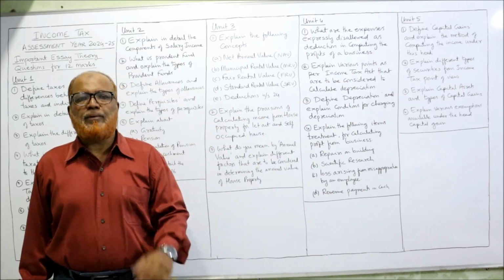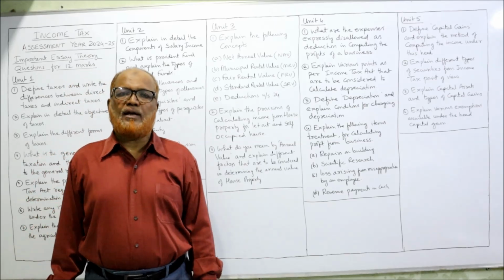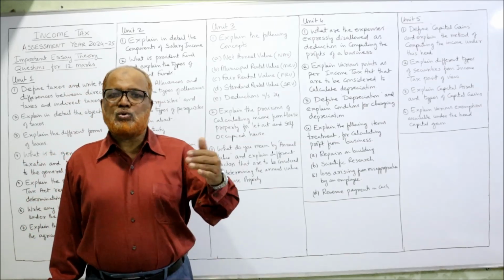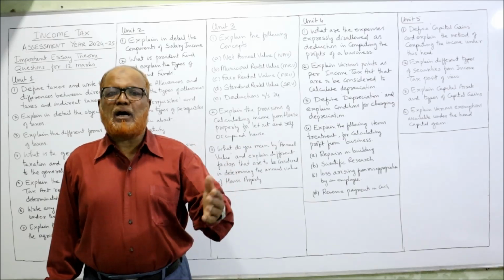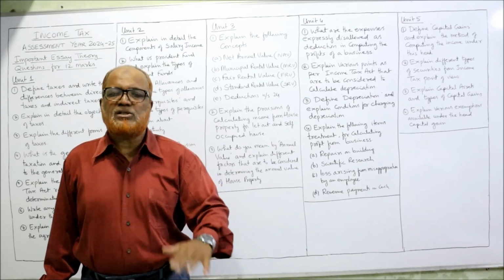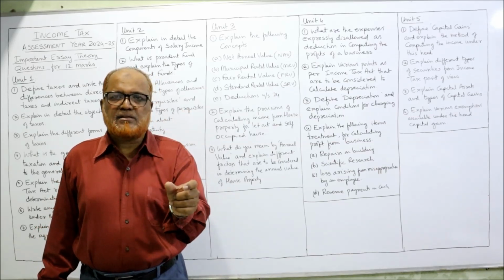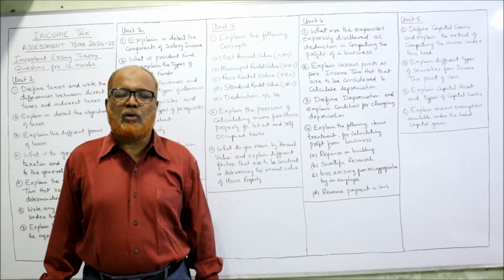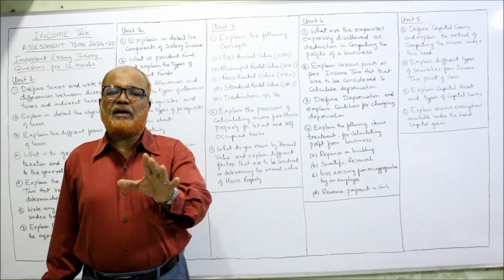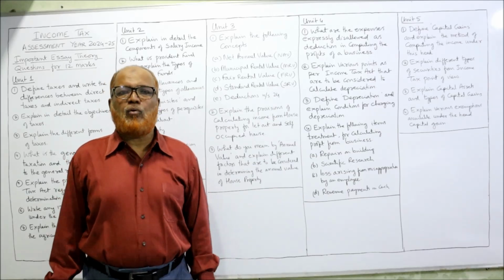And 24B is the interest on loan taken to purchase the house, to construct the house, to repair the house, to renovate the house, to reconstruct the house. If loan is taken for these purposes and interest is paid on the loan, it will be allowed. Interest paid will be allowed under section 24B.